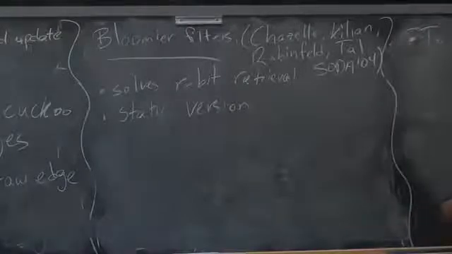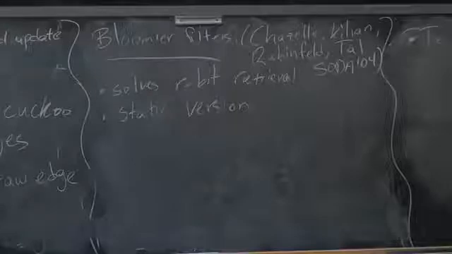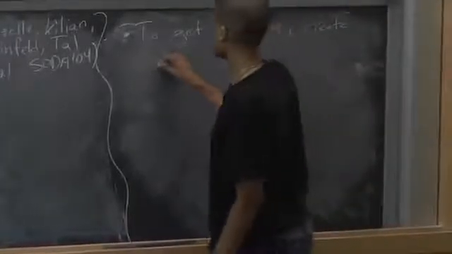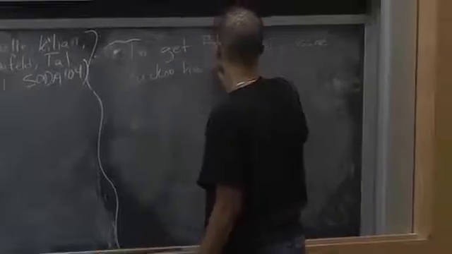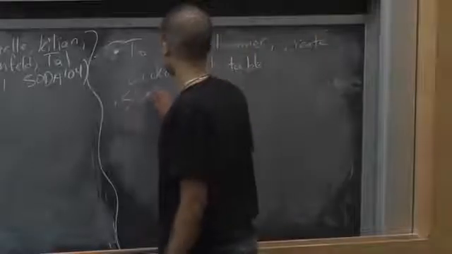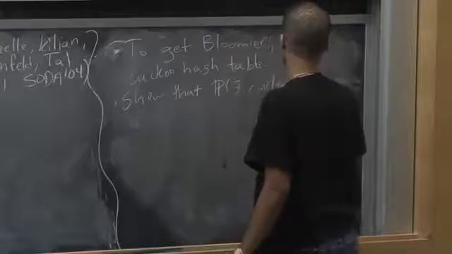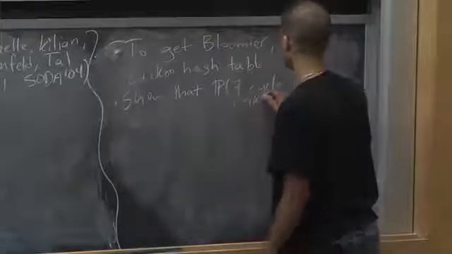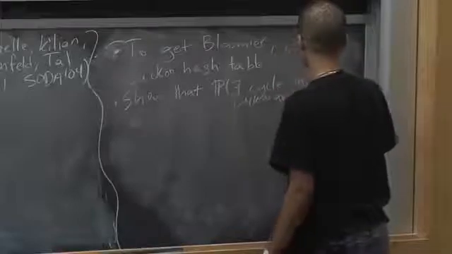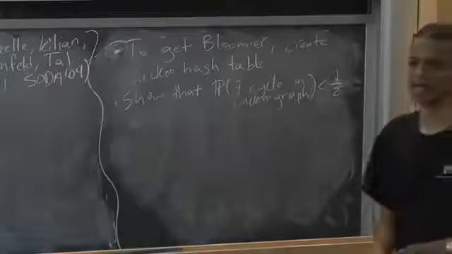So to get Bloomier filters, create a cuckoo hash table. Okay. Show that the probability there exists a cycle in the cuckoo graph is at most a half. Any cycle anywhere in the graph. Show that the probability that happens is at most a half. That's something I'm not going to show right now.